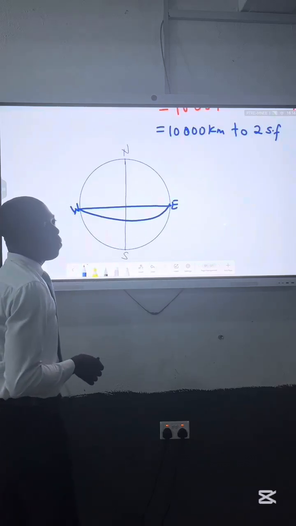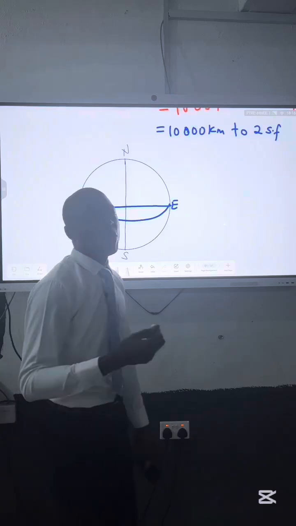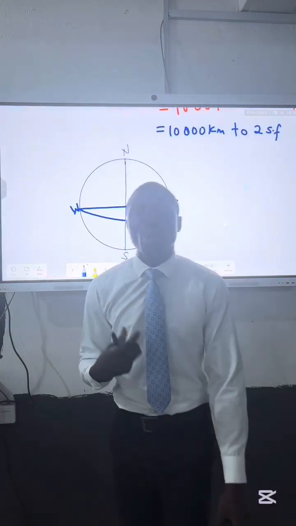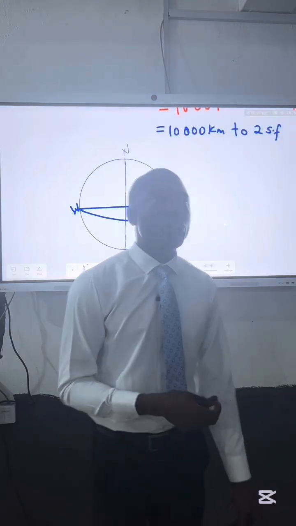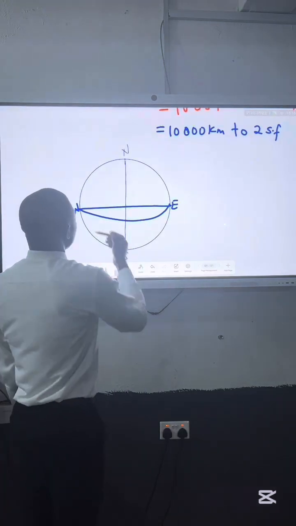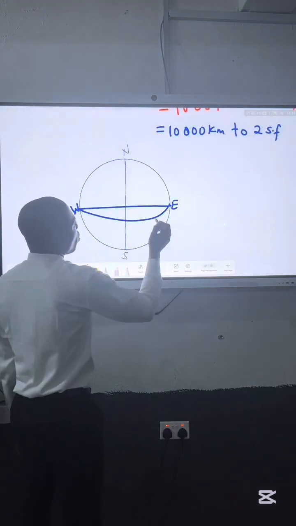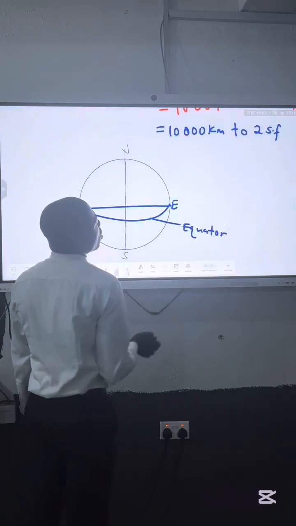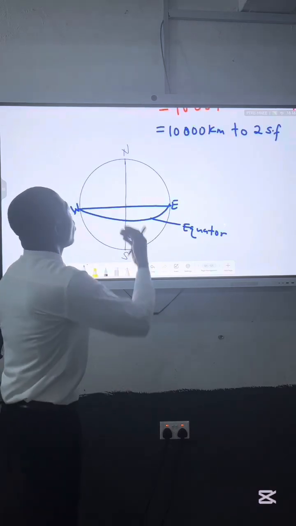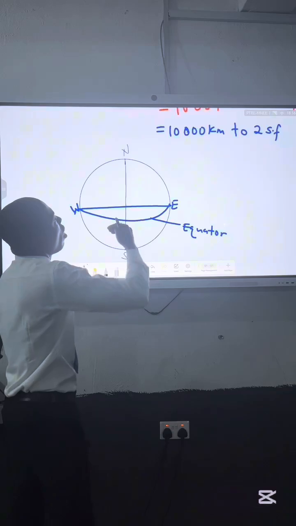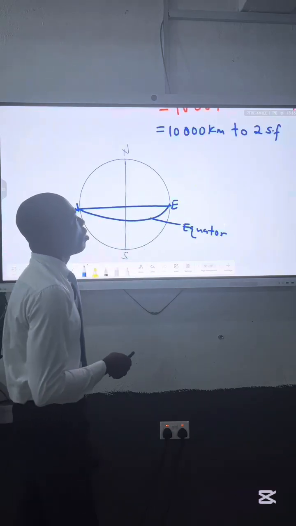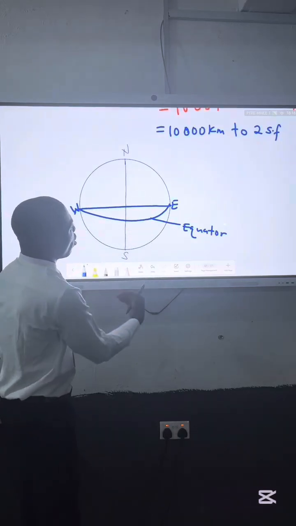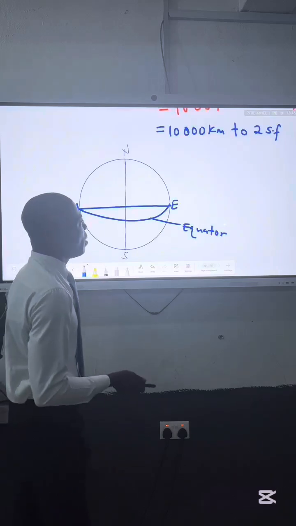Please, the equator is a circle. Every line of latitude is a circle, and the equator is also a circle because it's a line of latitude. But to avoid confusion, we just use a curve to represent the equator. So you can tag this one as equator. The path towards up of the equator is towards the northern hemisphere. The one below the equator is towards the southern hemisphere.